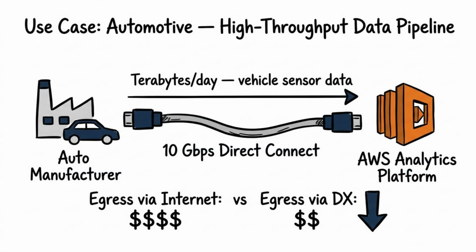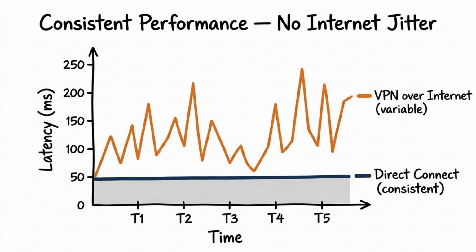Let's look at an example. An automotive manufacturer runs a data analytics platform on AWS that processes sensor data from millions of connected vehicles. That is terabytes of data per day. Using Direct Connect at 10 Gbps, they achieve consistent, low-latency data ingestion and cut their egress costs significantly compared to internet-based transfer.